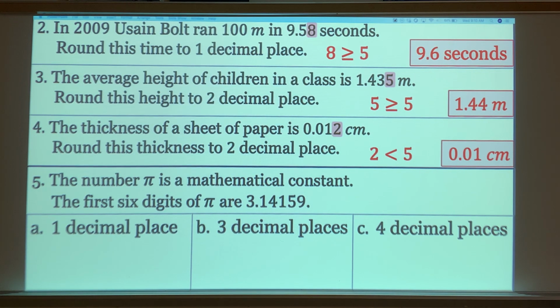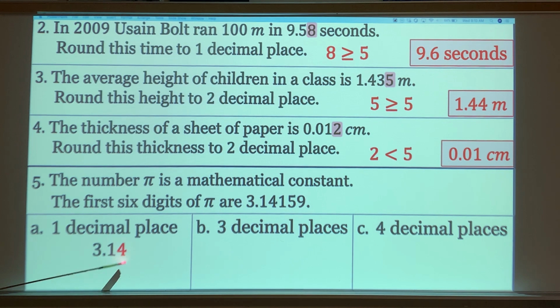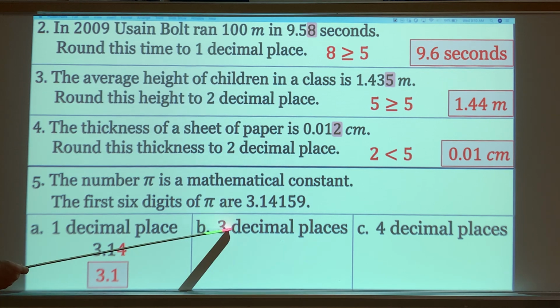All right, let's see what we got here. 1 decimal place would be to the 10th place. So we're going to use the 4. 4 is obviously less than 5, so your answer is 3.1. Right? 3 and 1/10.